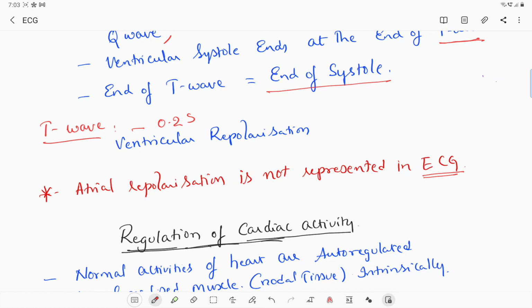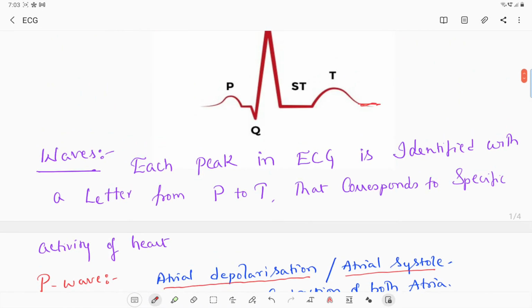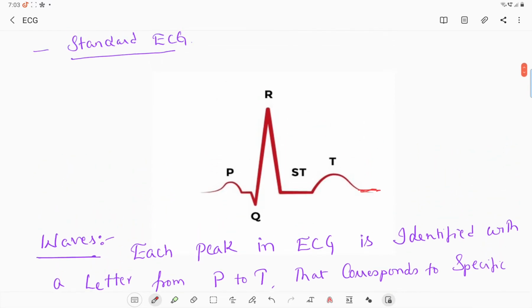There are some intervals. Let us see those intervals also. In the diagram, I'll show you the intervals. There are intervals like PR interval, QT interval, and ST segment.